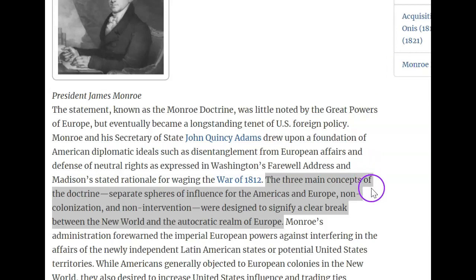The three main concepts of the Monroe Doctrine are separate spheres of influence for Americas and Europe, non-colonization, and non-intervention. They were designed to signify a clear break between the New World and the autocratic realm of Europe.